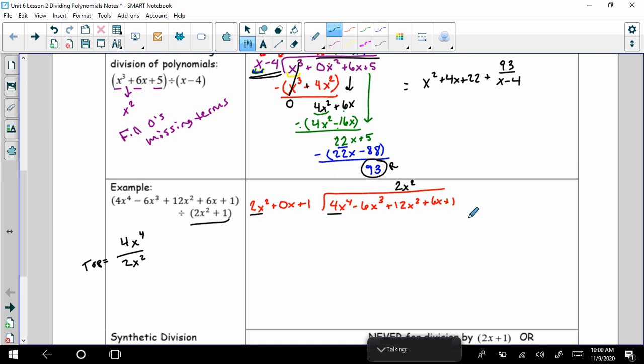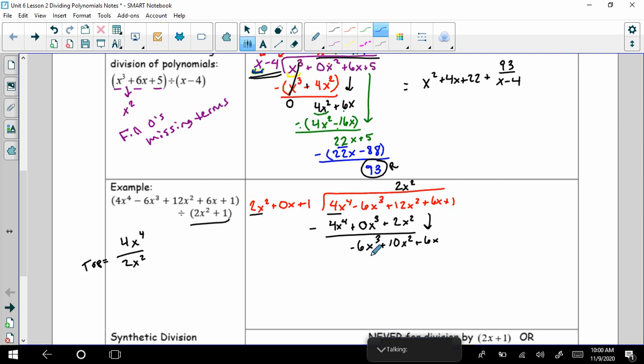Okay, so distribute. So I get 4x to the fourth plus 0x cubed plus 2x squared. And then remember, you are subtracting all of that. Okay, so those cancel. That negative 6x cubed just comes down, and that is subtracted, so plus 10x squared. And then I dropped down my next term.